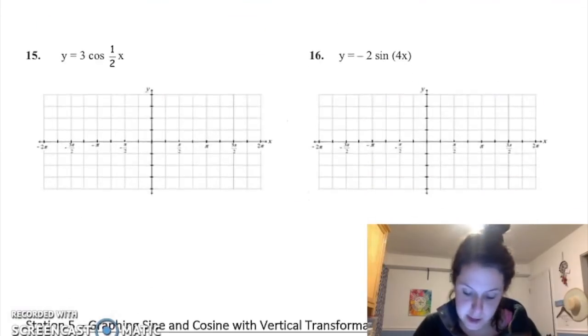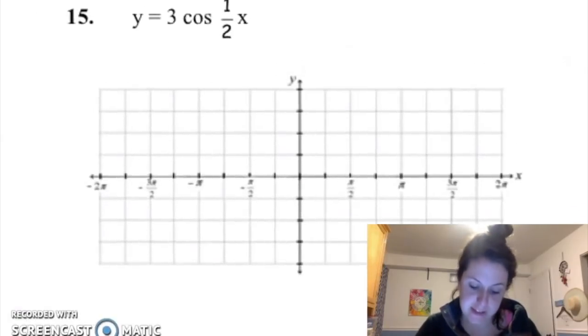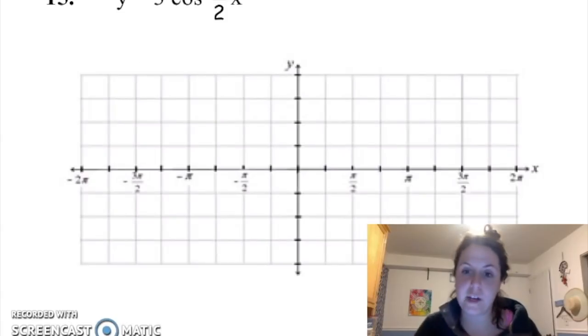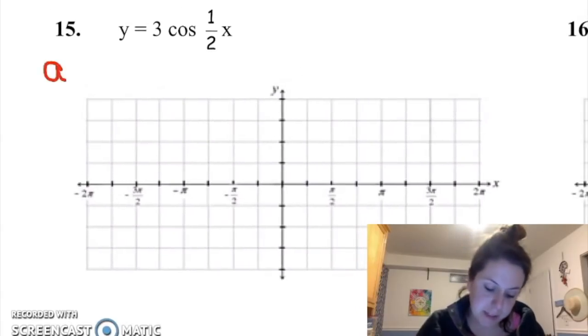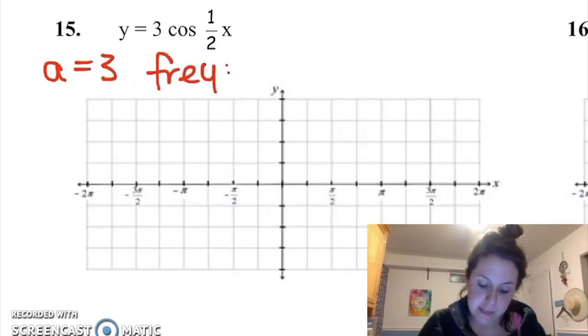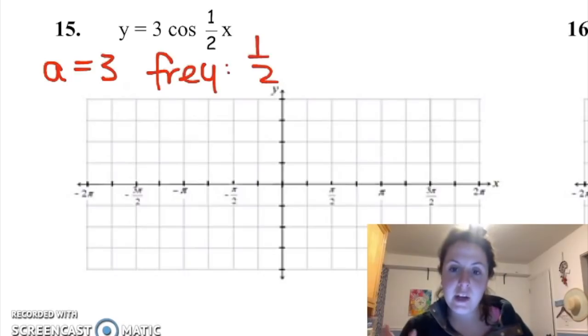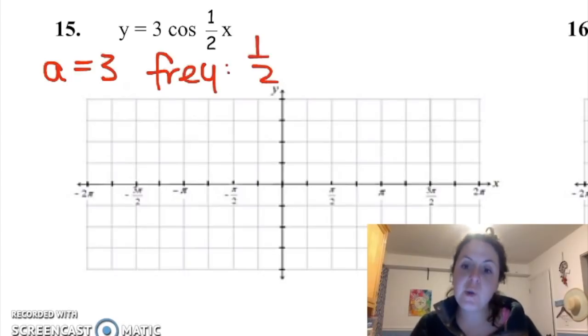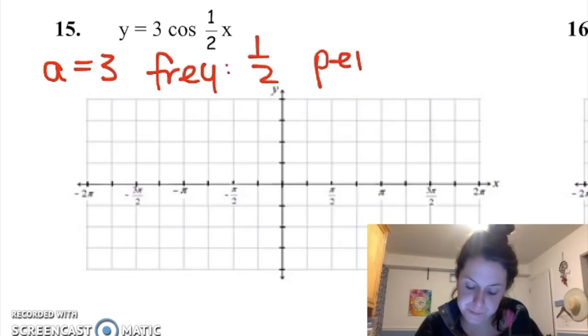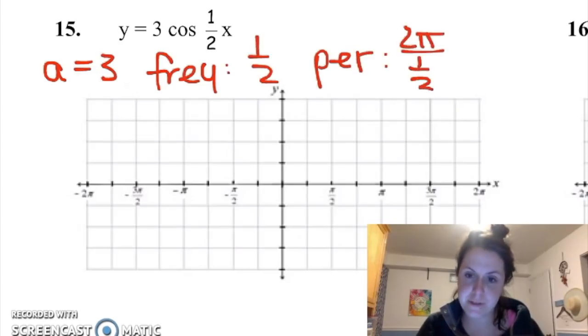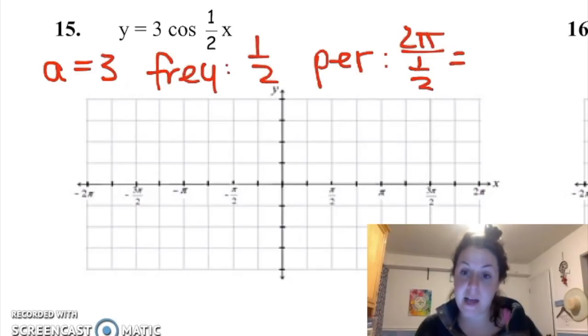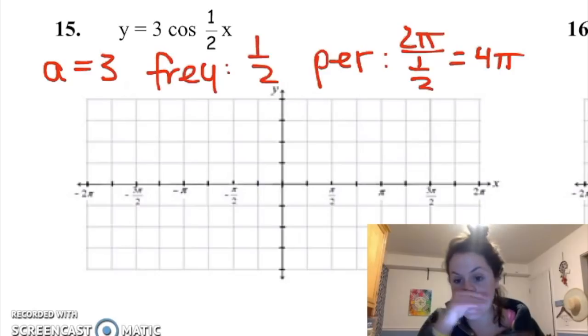All right, let's look at a little bit more interesting one. Let's look at this one. So y equals 3 cos 1/2 x. So amplitude here is 3. Frequency here is 1/2, which is the number of curves, so there'll be half a curve from 0 to 2 pi. Your period is 2 pi over 1/2, which is 2 pi times the reciprocal of 1/2, so that's 4 pi, and midline is still 0.